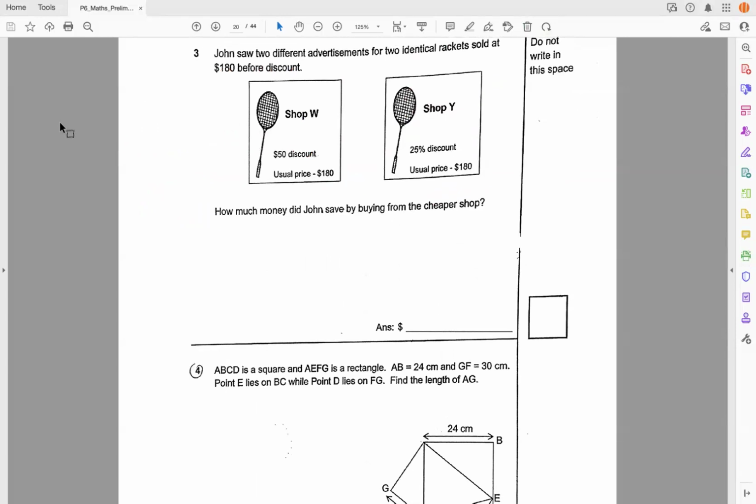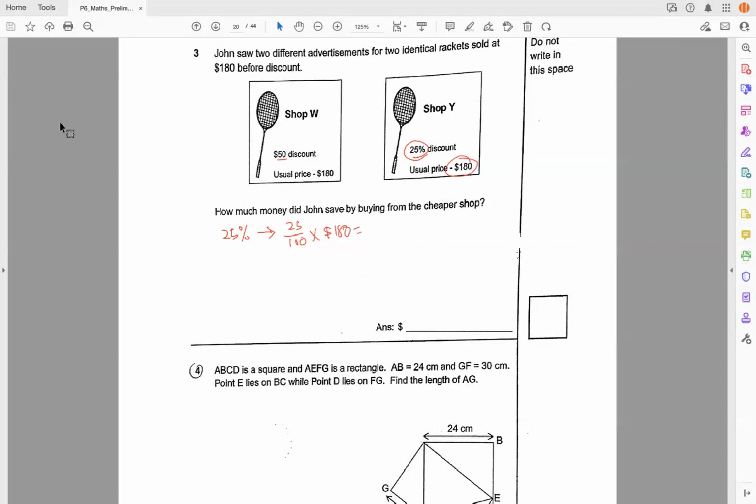John saw 2 different advertisements for 2 identical rackets sold at $180 before discount. How much money did John save by buying from the cheaper shop? So we know this is $50. We do not know what is the value of 25% discount. Let's calculate. 25% discount is equivalent to 25 over 100 multiplied by the usual price.